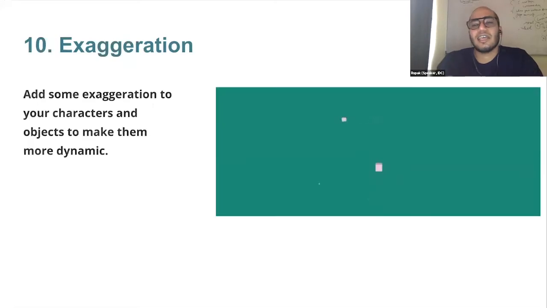Next one is exaggeration. Adding exaggeration to characters, of course, makes them dynamic, but also makes them delightful. For example, I'll take the given example itself. You can see here the basic concept is that a small block is getting absorbed by the big block. That will be our basic concept. It can be for any explainer videos or anything.